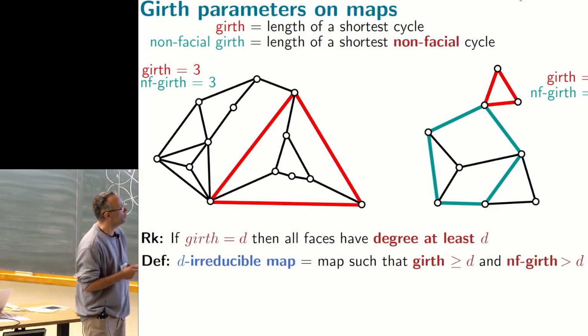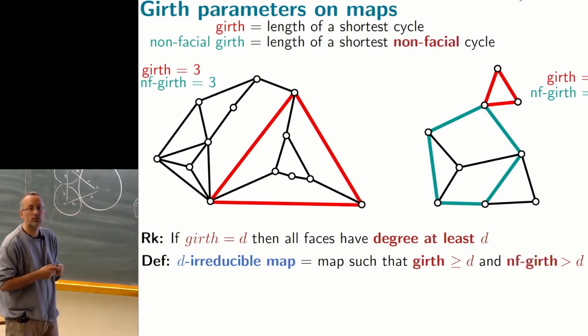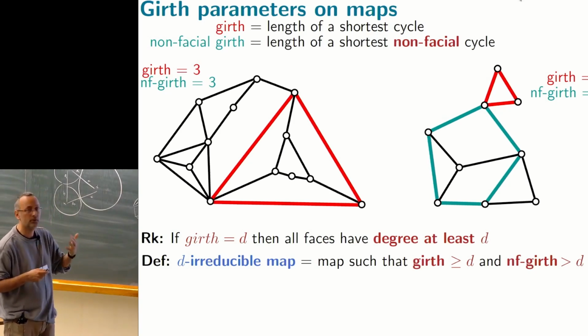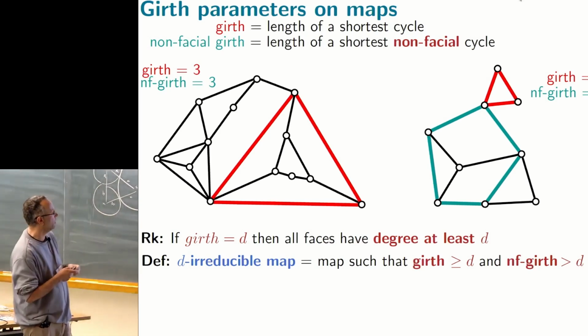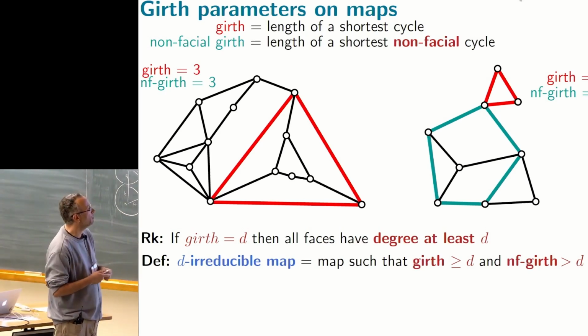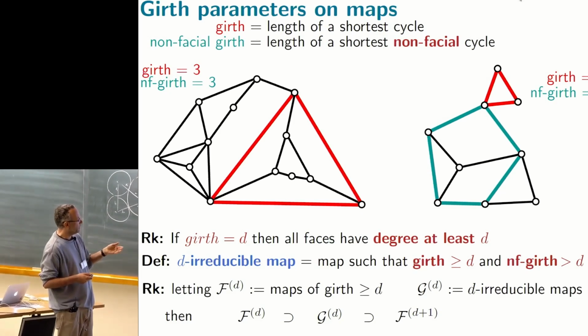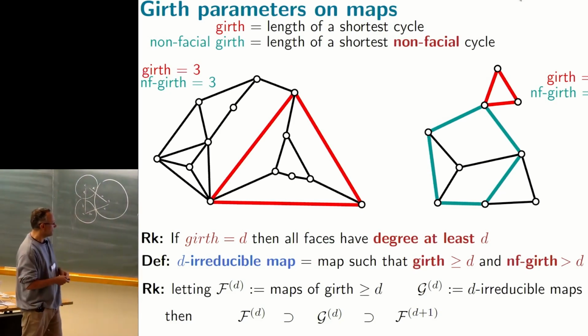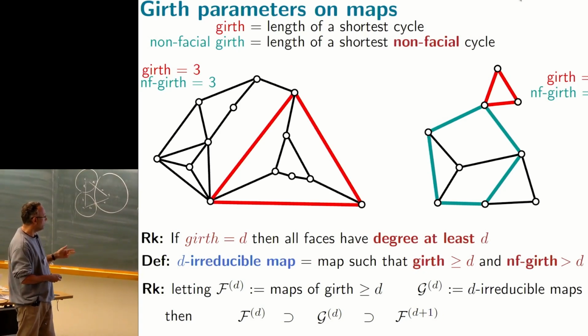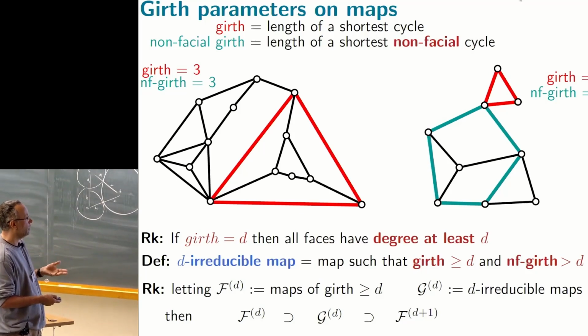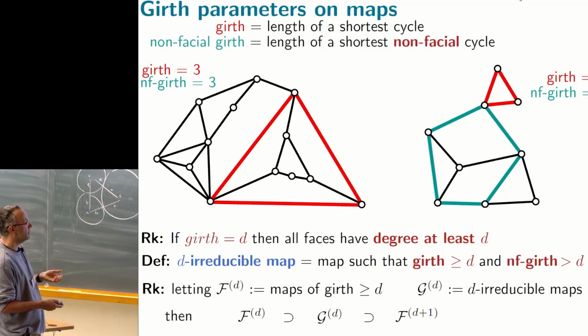It's a natural notion also. For instance, irreducible quadrangulations were known to be in bijection with 3-connected maps. So irreducible maps are a constraint that has been considered for a long time in the enumeration of maps. It's also very useful as an intermediate family, the irreducible maps, between maps of girth at least d and at least d plus 1. Of course, it's a stronger condition than being of girth at least d because you add a constraint on the non-facial girth.